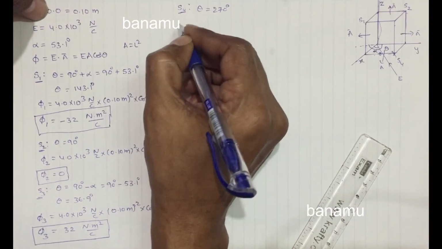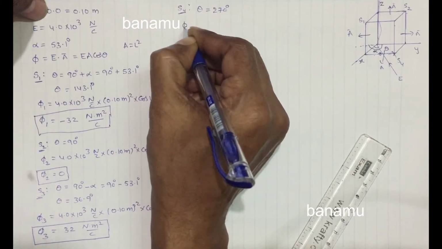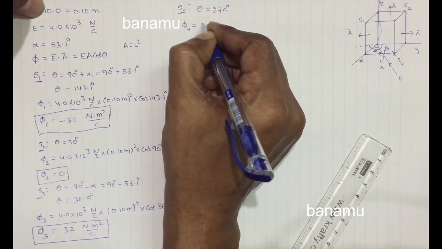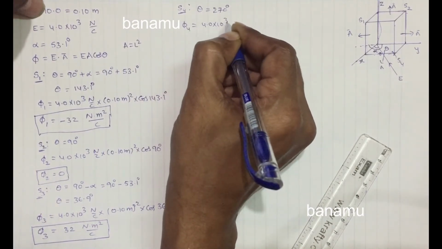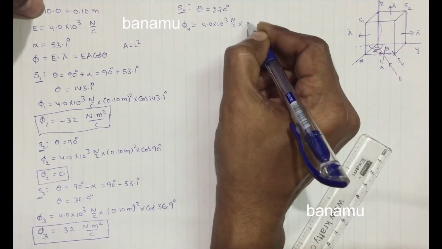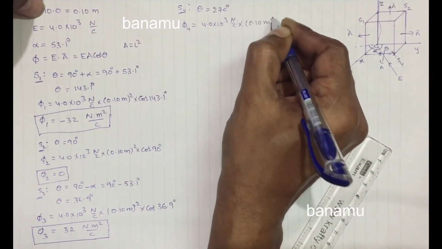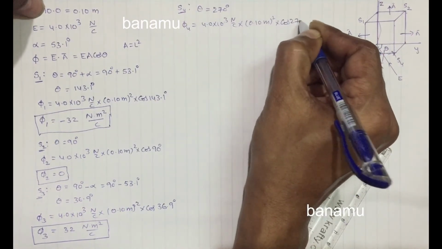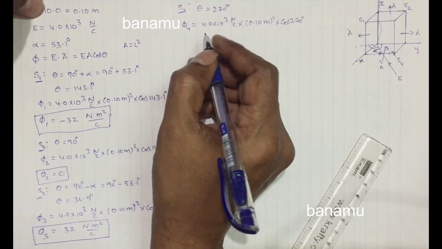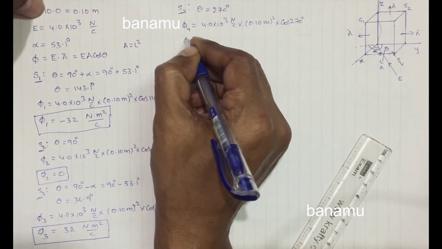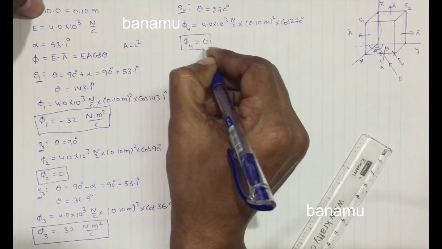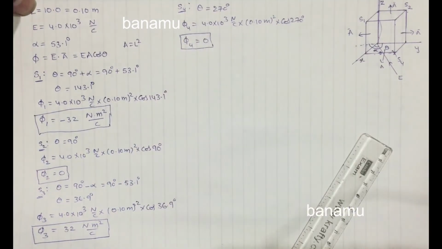So the electric flux at the surface S4 is equal to E, where the value of E is 4 into 10 to the power of 3 Newton per coulomb, into area (0.1 meter) whole square, into cos 270 degrees. So cos 270 is equal to 0. So the electric flux at the surface S4 is equal to 0. This is the surface S4. And we can calculate the surface S5.